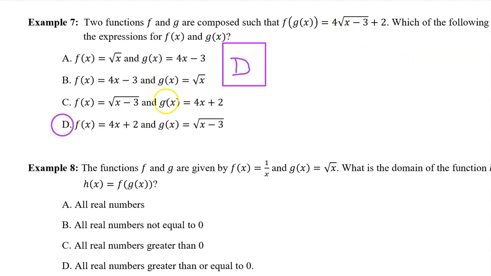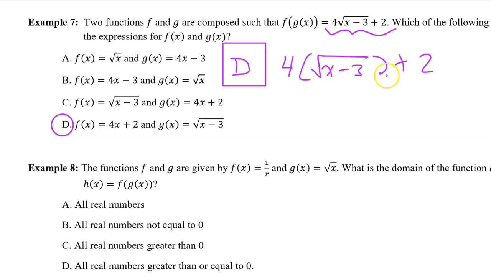By a process of elimination, the answer is D, but of course we will follow through and show why. The outer function is f, 4x plus 2. Let's write this as 4 parentheses plus 2, so we have something to plug into. And then the inner function is the square root of x minus 3. That's what goes inside the parentheses. Square root of x minus 3. This is equivalent to this. We don't really need the parentheses at this point, so this would be the same as 4 times x minus 3 plus 2, and we do have a match.